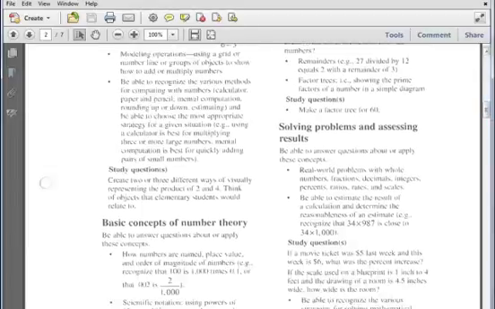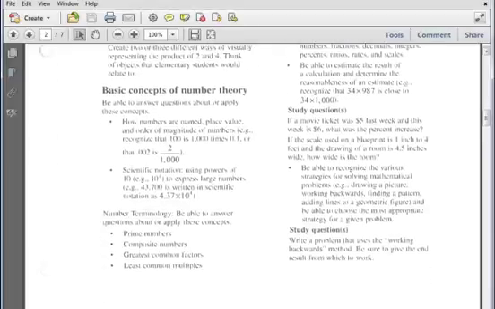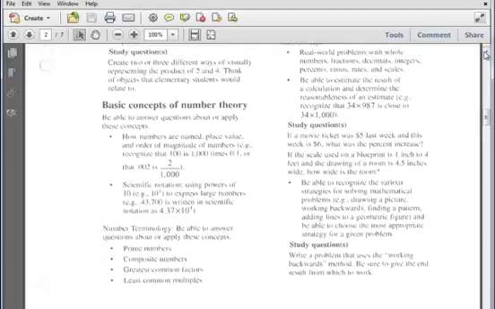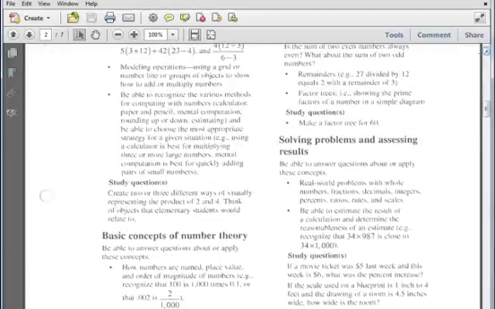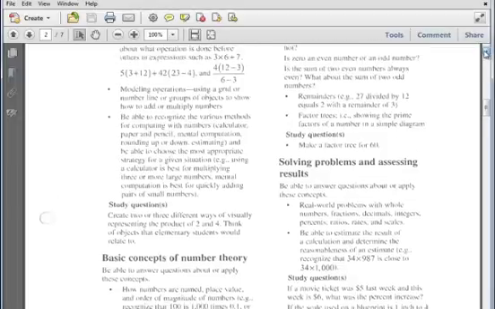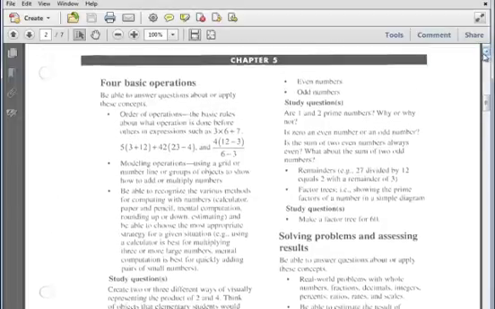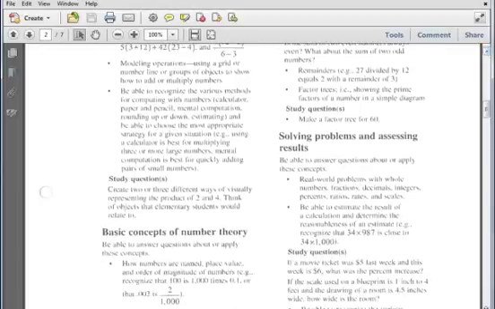So you have, let me go down here, number theory, like I said, and you have numbers. You have prime numbers. You need to know the difference between prime numbers and composite numbers. I'll just go across as I do this so I don't have to keep going up and down. Odd and even numbers, solving problems and assessing results.